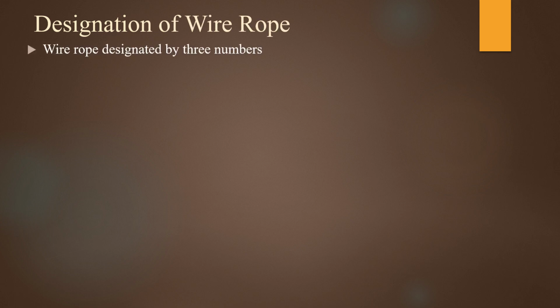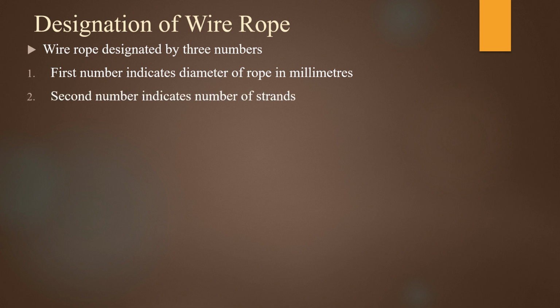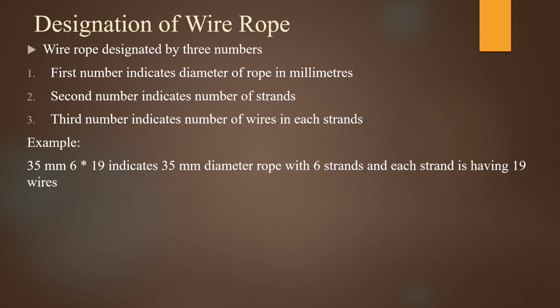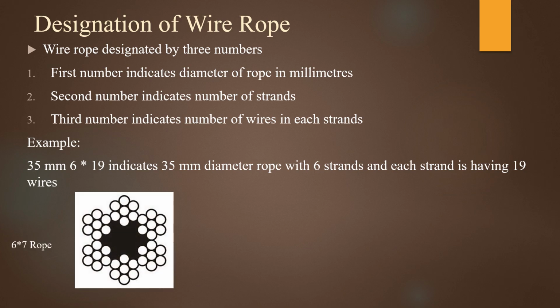Next is designation of wire rope. Wire rope is designated by three numbers. First number indicates diameter of rope in millimeter. Second number indicates number of strands. Third number indicates number of wires in each strand. We will see example. 35 mm 6 by 19 indicates 35 mm diameter rope with 6 strands and each strand is having 19 wires.